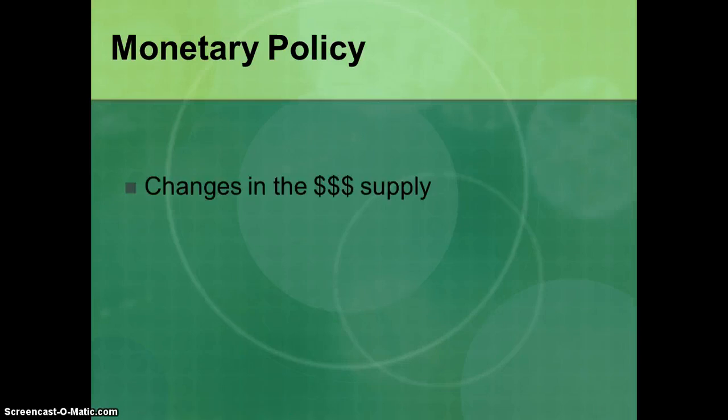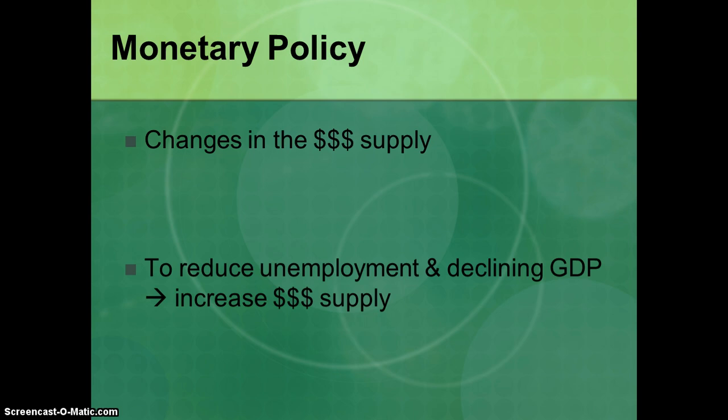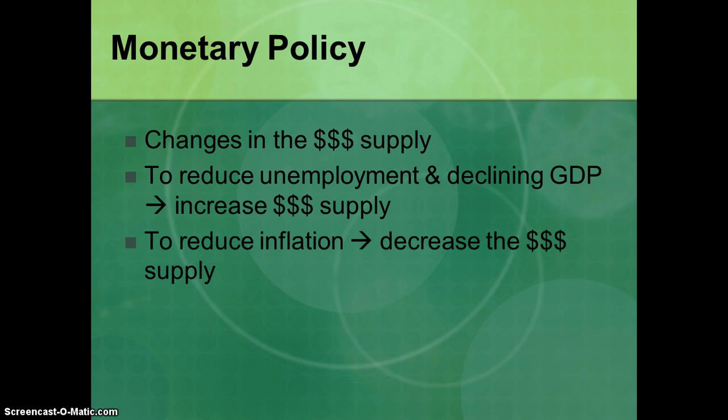Back to monetary policy. Monetary policy, again, is the changes in the money supply. To reduce unemployment and declining GDP, the Federal Reserve will increase the supply of money. More money is available on the market. To reduce inflation, the Federal Reserve will decrease the money supply. There are three tools to change the supply of money, as I discussed before.